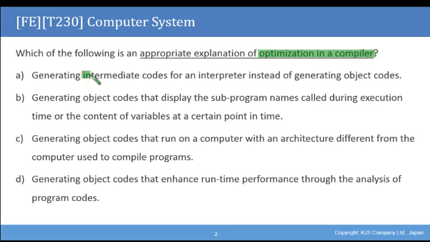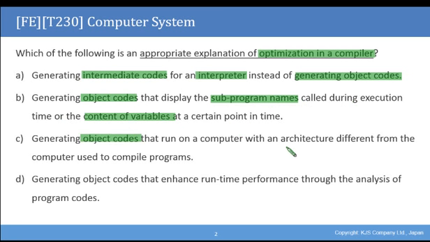Is it A, generating intermediate codes for an interpreter instead of generating object codes? Is it B, generating object codes that display the subprogram names called during execution time, or the content of variables at a certain point in time? C, generating object codes that run on a computer with an architecture different from the computer used to compile the programs? Or D, generating object codes that enhance runtime performance through the analysis of program codes?